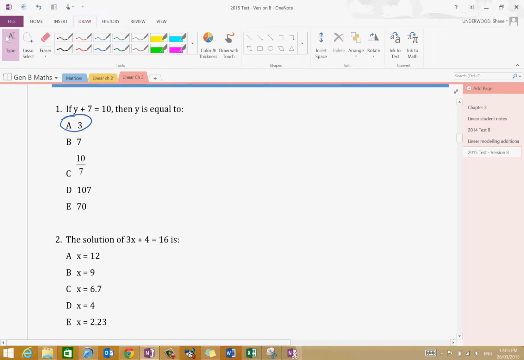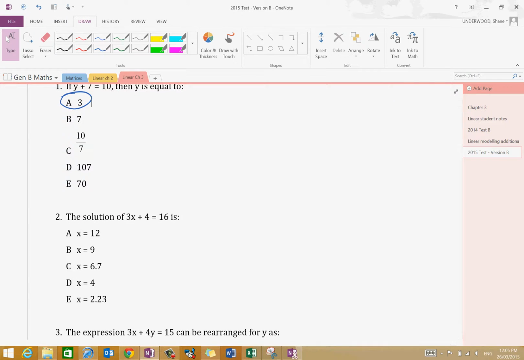The solution to 3x plus 4 is equal to 16. Well, we could do it by hand or we could use solve in our calculator. 3x plus 4 is equal to 16, comma x, which gives x is equal to 4, or D.